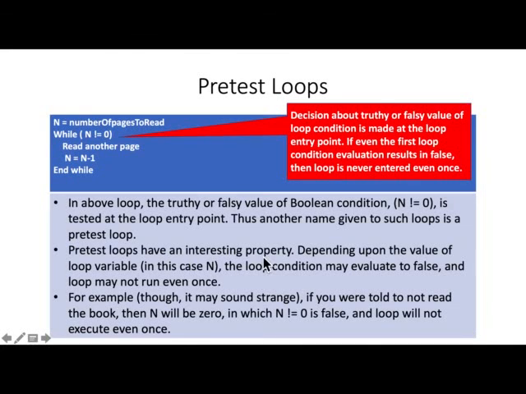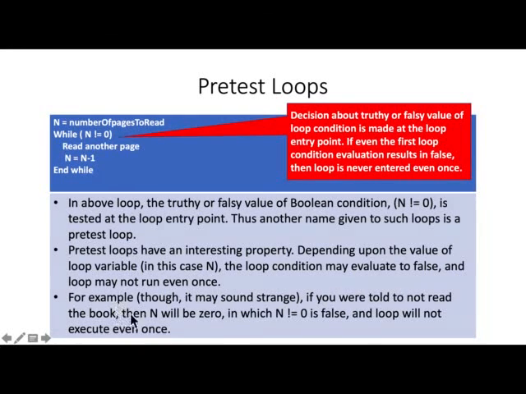Now pretest loops have an interesting property: depending upon the value of the loop variable, which in this case is n, the loop condition may evaluate to false and the loop may not run even once. The loop is never entered even once. That's an amazing property pretest loops have. There's another loop called do while, which is a post-test loop, and that has to run at least once. But pretest loops do not have to run even once, depending upon whether this condition evaluates to true or false the very first time.